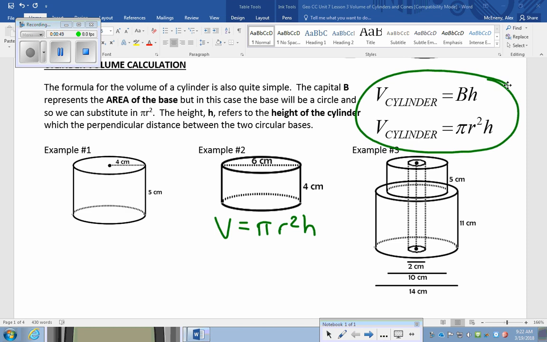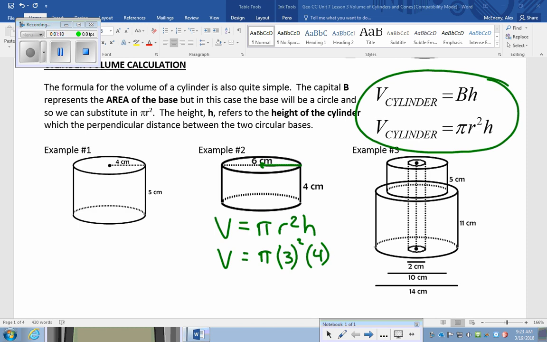So the first thing we need is the radius and the height. And in this case, the radius is going to be 3 because this 6 represents the diameter. So the radius again is halfway across the circle. And our height is going to be 4. That number is connecting the two circle bases.